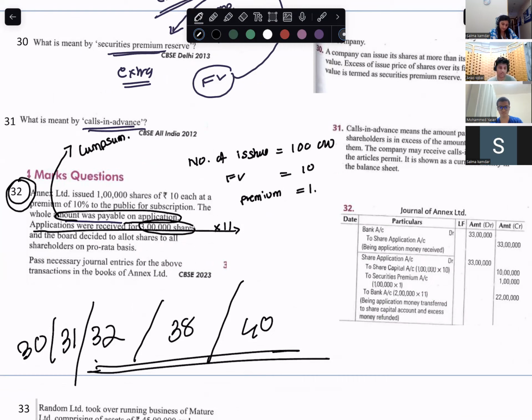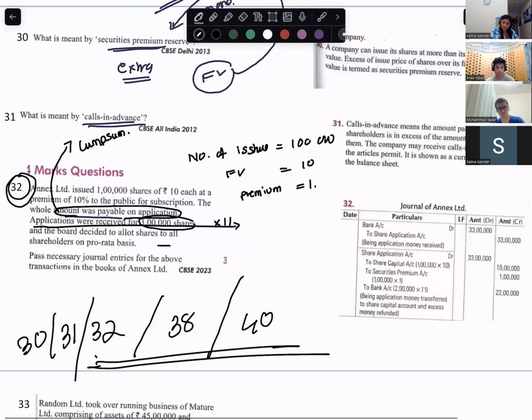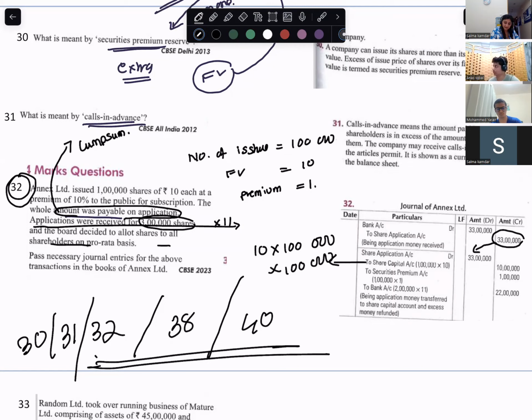Then the board decided to allot the shares to all shareholders on a pro rata basis. So what will be the journal entry? Share application account gets reversed by the entire 33 lakh. In share capital, how much will it go? 1 lakh into 10, 10 lakh. How much will go in share premium? 1 lakh into 1, which is 1 lakh.